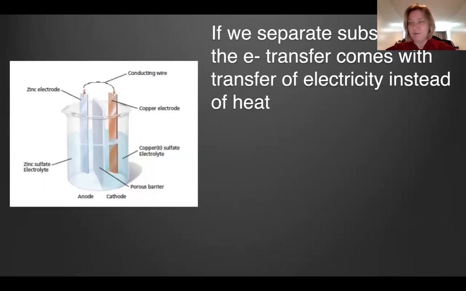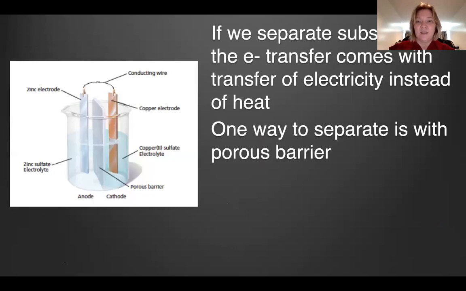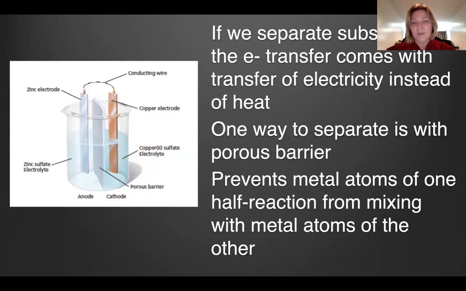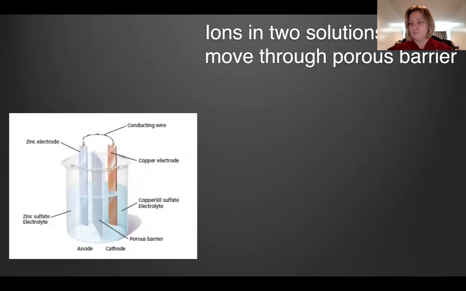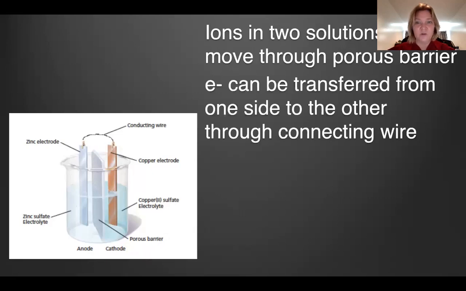However, if we separate the substances, that electron transfer comes with the transfer of electricity instead of heat. One way of separating them is with a porous barrier. The porous barrier prevents the metal atoms of one half reaction from mixing with the metal atoms of the other, but it does allow a transfer of the anion. The ions in the two solutions can move through the porous barrier, so electrons can be transferred from one side to the other using the conducting wire.